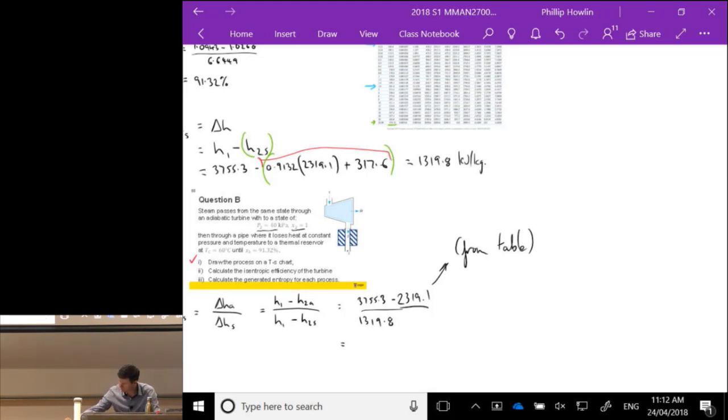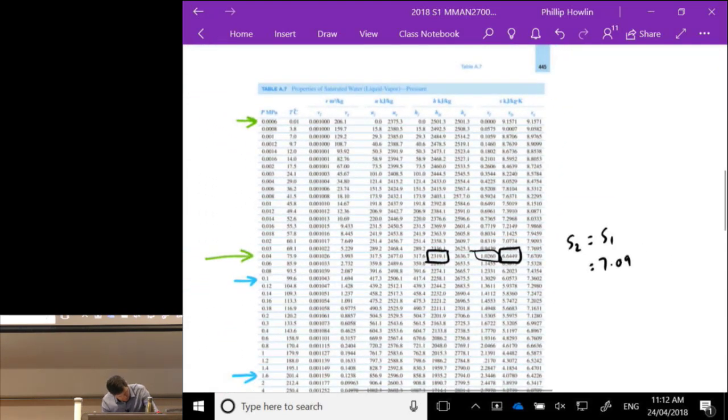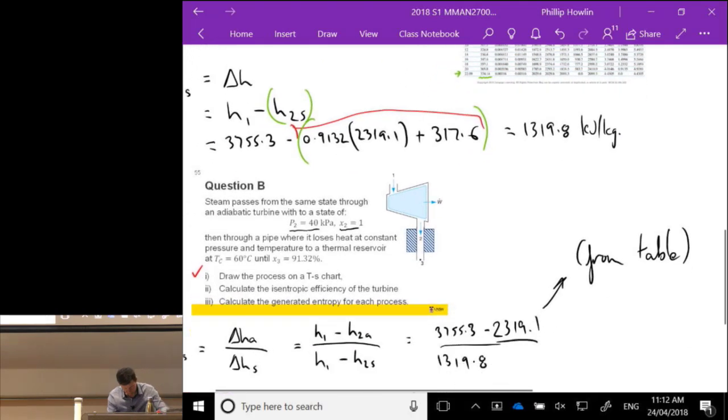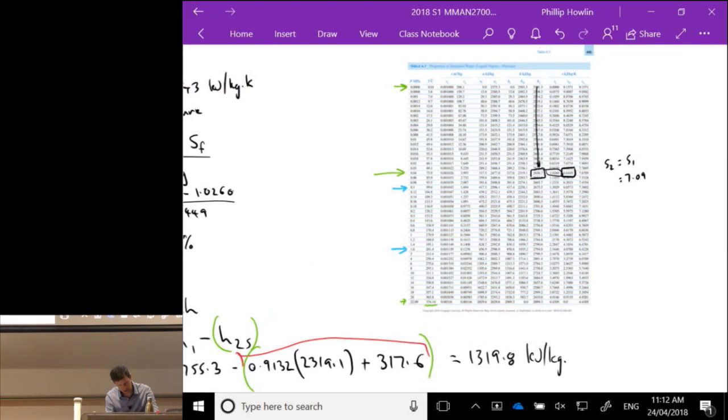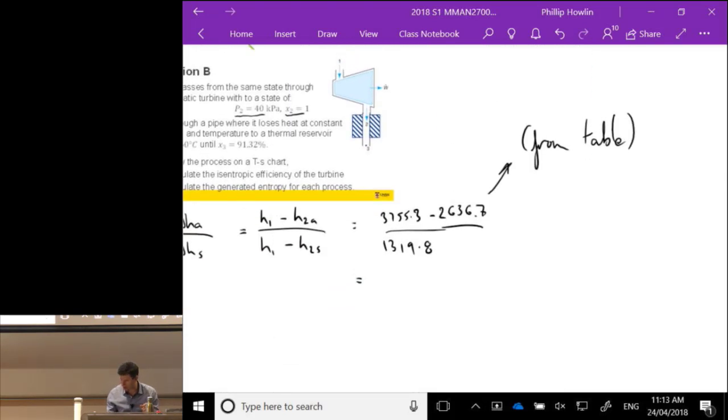And that should be 2636.7. Sorry, because I want Hg. 2636.7. I advise bringing a ruler to the exam. And again, the paper is yours, so I physically draw a line on the sheet of paper when I'm looking up tables. Not in my textbook, because I don't draw lines in my textbook, but when it's printed out for me, I physically draw lines. All right, and what's that equal to? 1112. Excellent, good.